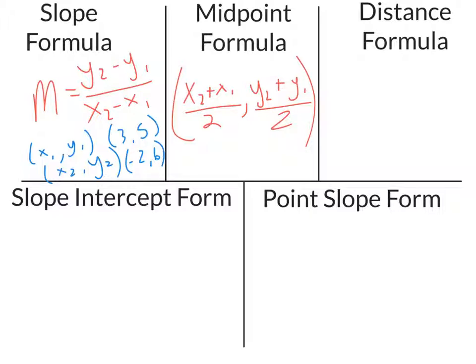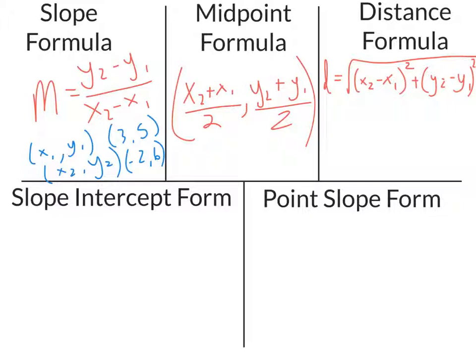Moving on. We've got our distance formula. Our distance formula, you'll see it as d equals the square root of x2 minus x1 squared plus y2 minus y1 squared. All right, there we go.